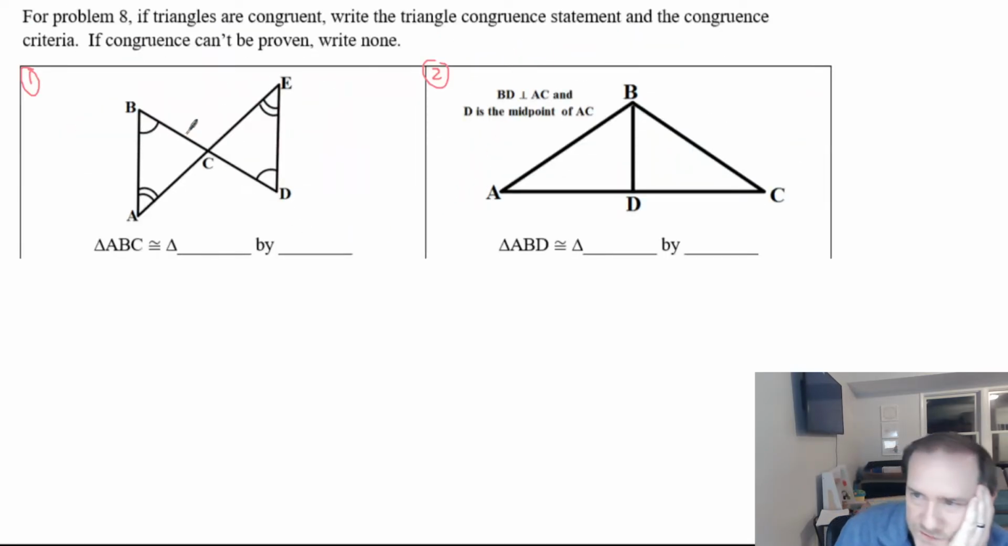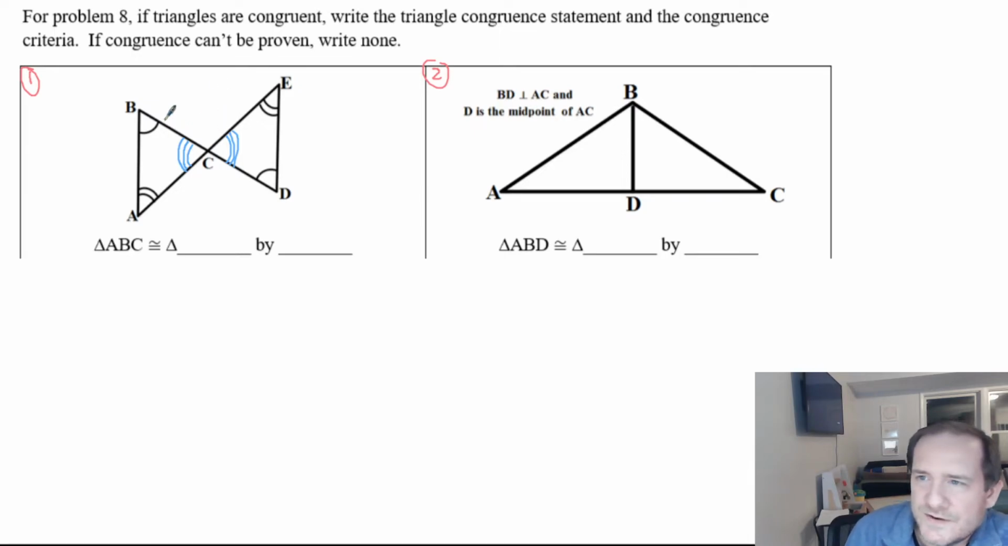So starting with 1 and 2, again, I see my 2 pairs of congruent parts. They're already labeled for me. The only new thing I can get is this pair of vertical angles. So yes, you should label them. We always label everything we know.